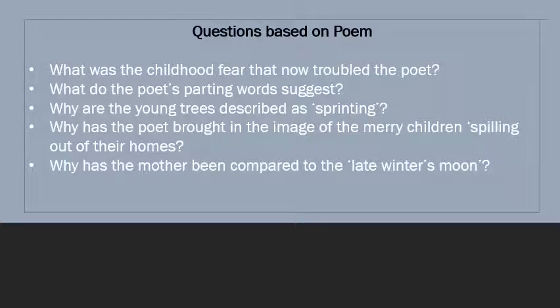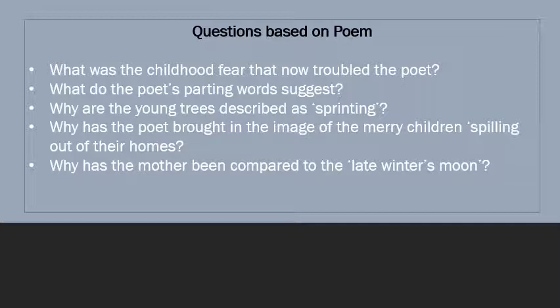Why has the poet brought in the image of merry children spilling out of their homes? The poet wants to basically convey the contrast between old age and young age. She wanted to highlight that old age reduces the energy level of the person, and the person struggles with declining health in old age, and the end is quite near. But the children belong to young age, and they are full of activity, energy, and life. So to show the difference between old age and young age in a very good way, she used the image of merry children spilling out of their homes.